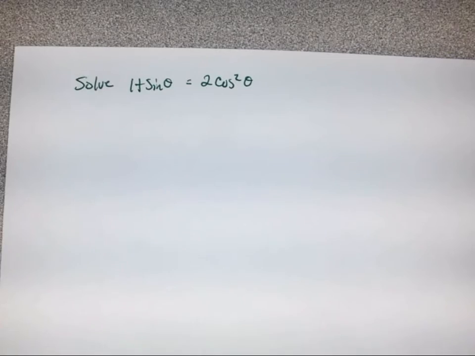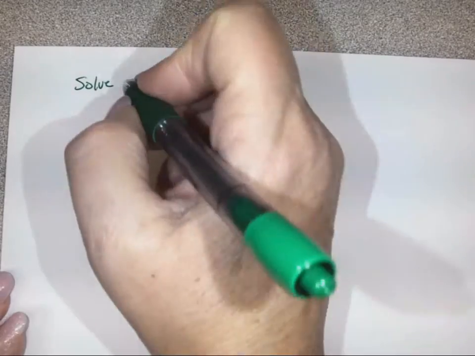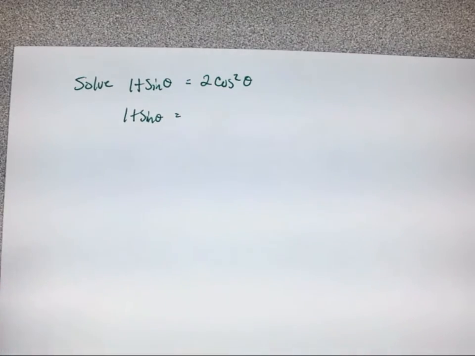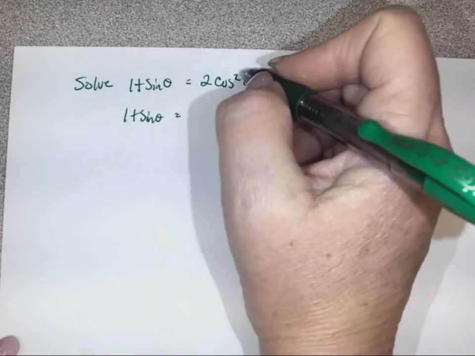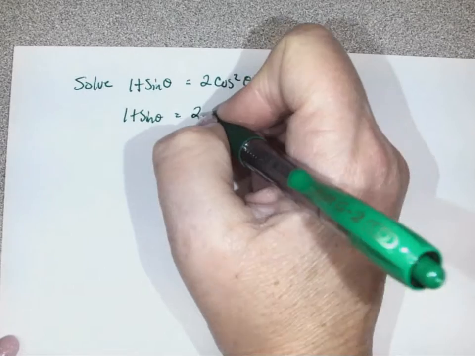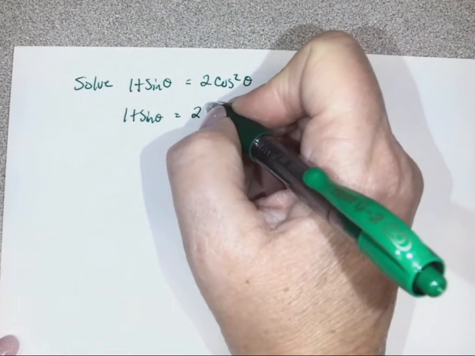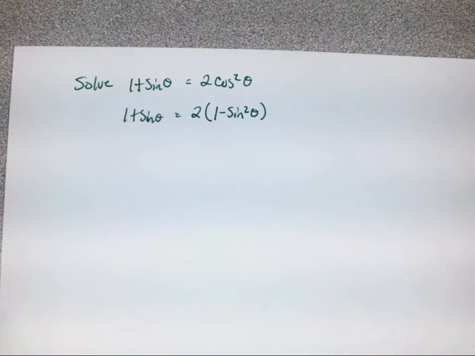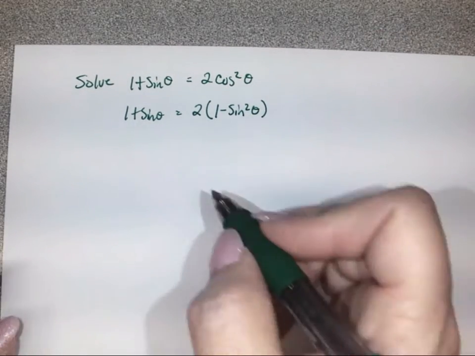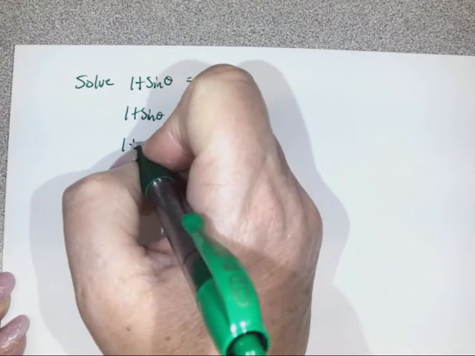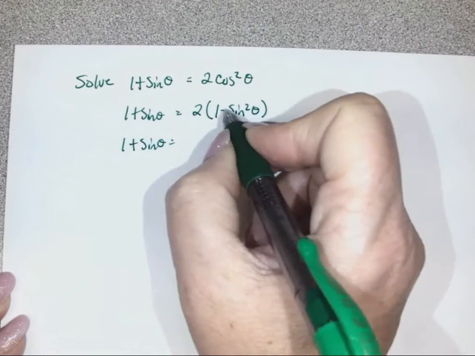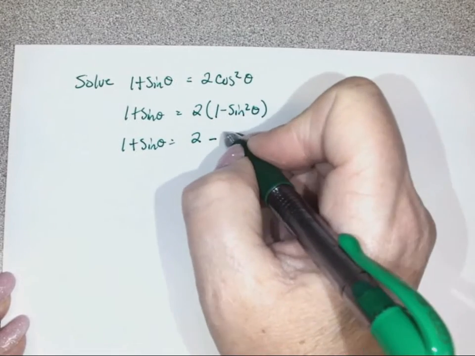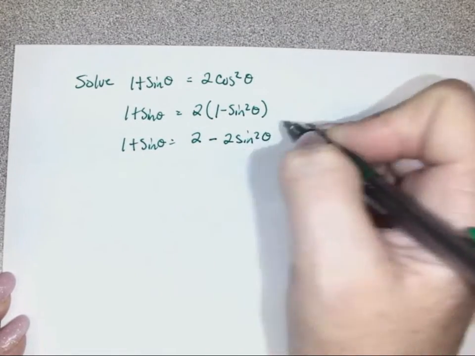So we're looking at 1 plus sine theta, we're good on. But I need to write cosine in terms of sine, so I have one identity. We've talked about this multiple times, that cosine squared theta is going to be equal to 1 minus sine squared theta, using our Pythagorean identity. So now we have 1 plus sine theta. We're going to distribute. 2 times 1 is 2. 2 times negative sine squared theta will be minus 2 sine squared theta.